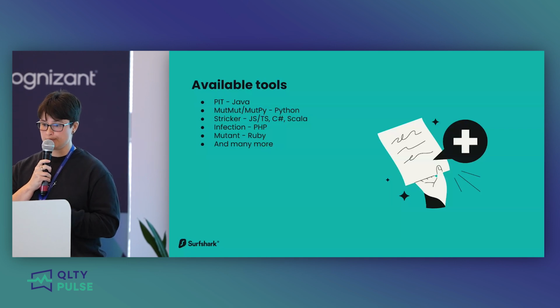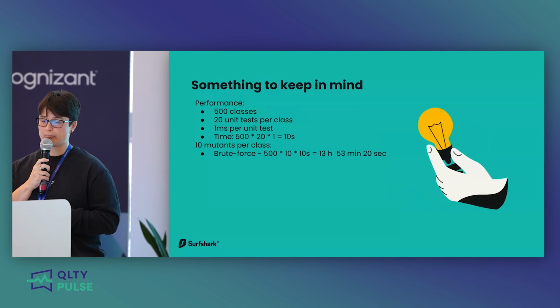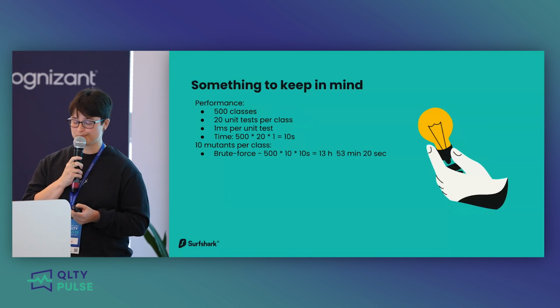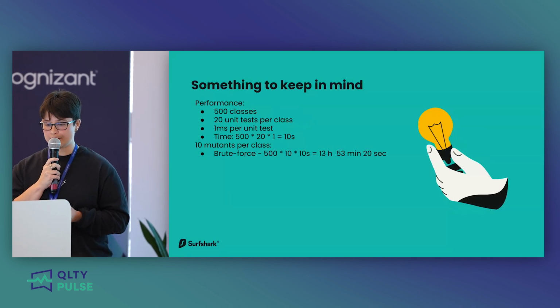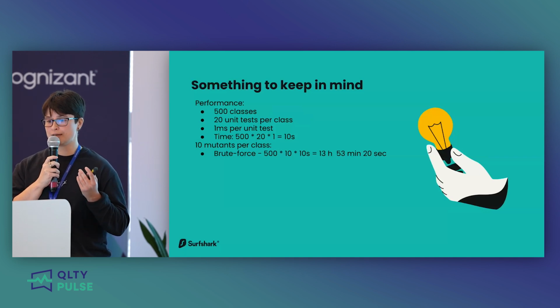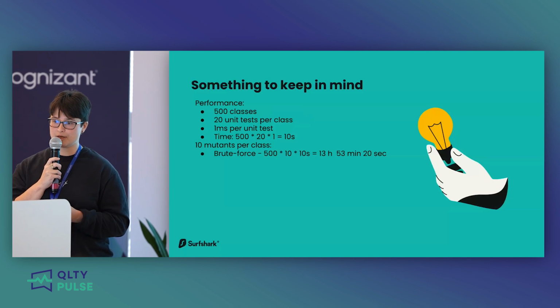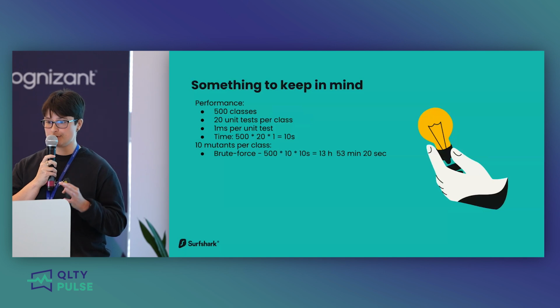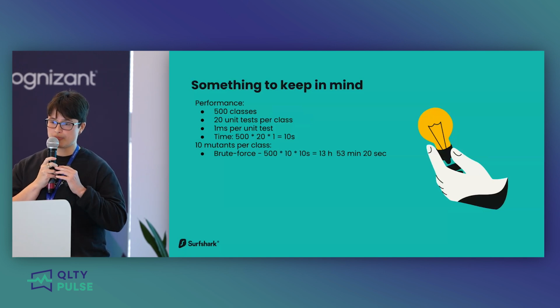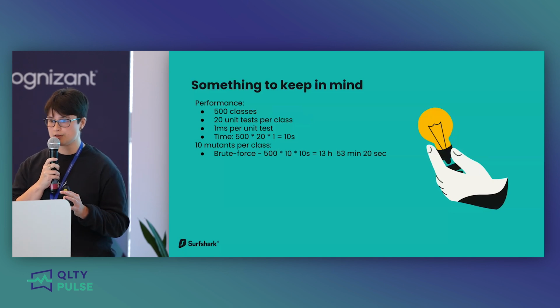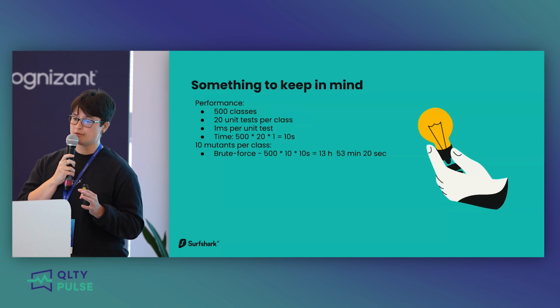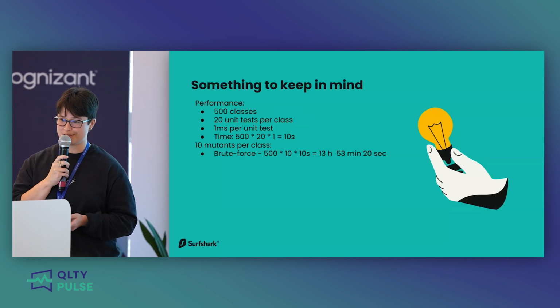Just keep in mind some things. One of them is performance. Imagine that you have 500 classes, 20 unit tests per class, and 1 millisecond per unit test. So the test run is 10 seconds. And let's say now we add 10 mutants per class. So with no configuration whatsoever, brute force, the test run will take 13 hours, 53 minutes, and 20 seconds.